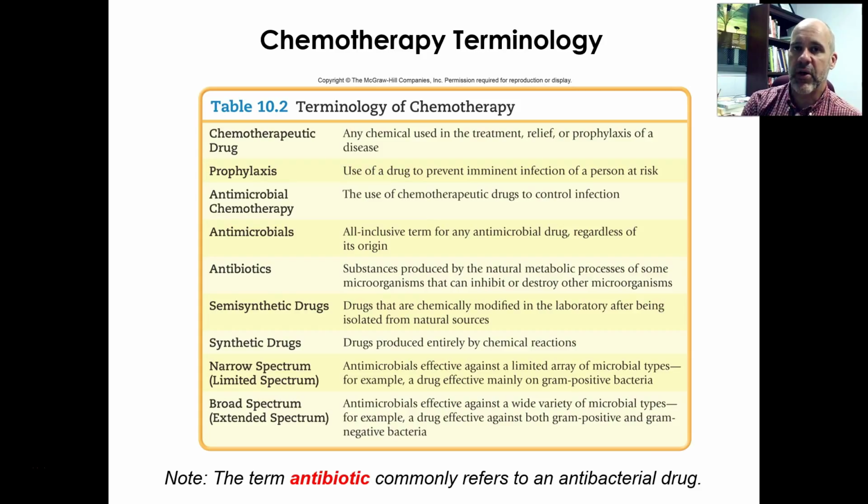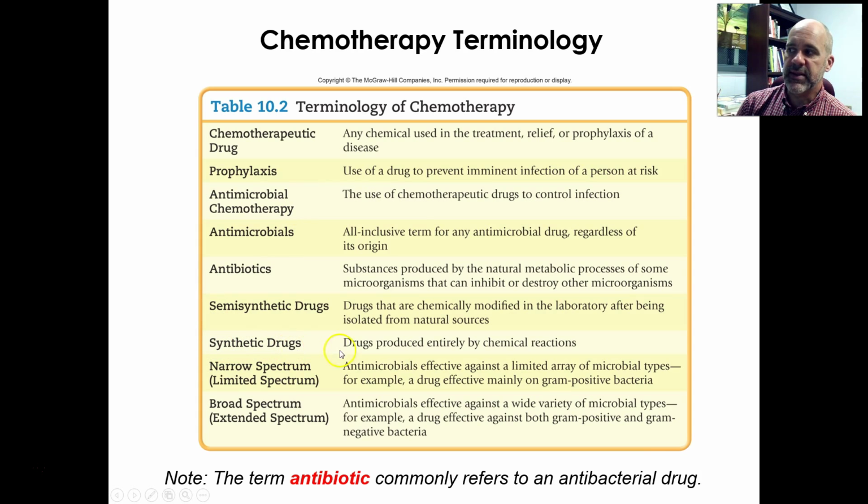Antibiotics are naturally occurring drugs. Now, most of those are primarily effective against bacteria. So usually when you hear the term antibiotic, those are antibacterial drugs. So you don't take an antibiotic to treat a viral infection, for example. Viruses are very different from bacteria. You've got to have completely different drugs to treat those types of infections.